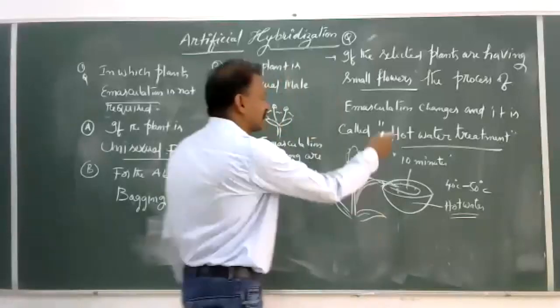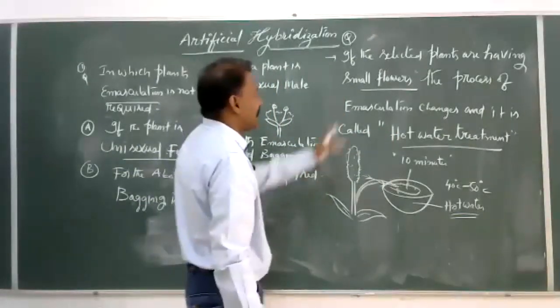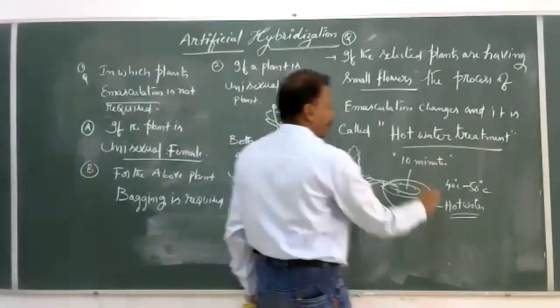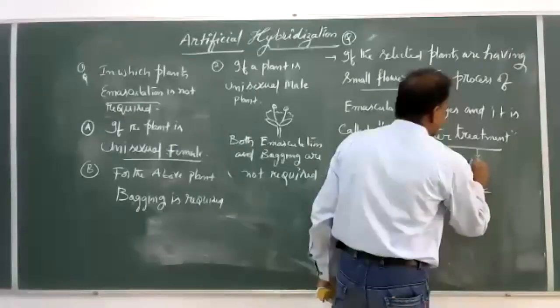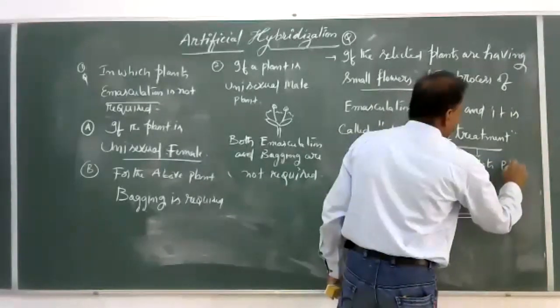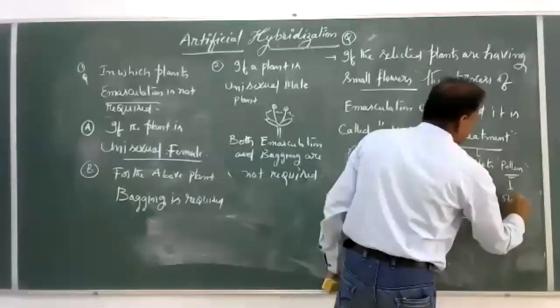So, hot water treatment is a method of emasculation in plants having small flowers. Hot water treatment affects pollen, which will become sterile.